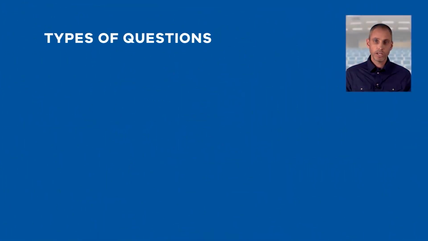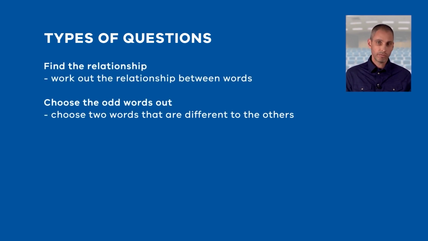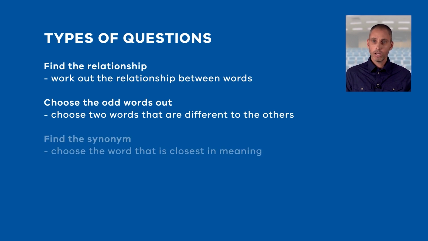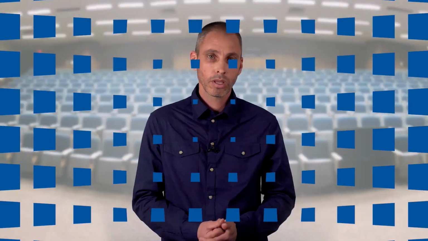There are different types of questions in the verbal reasoning test. The questions may ask you to find the relationship between words, choose two words that are different to the others, choose the word that is closest in meaning to another word, a synonym, use logic to find the answer to a problem or choose sentences that prove that a statement is true. We're going to look at examples of each of the four different types of questions.